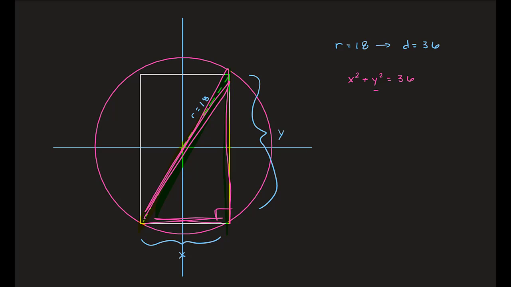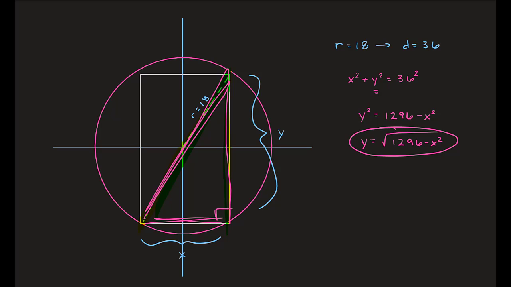Then we want to get y by itself because we want everything to be in terms of x. So our first step would be to subtract x squared. And then our next step would be, sorry, I forgot to square this 36. So 36 squared is 1296 minus x squared. And then we take the square root of both sides. And there is our height, the value for y written in terms of x.